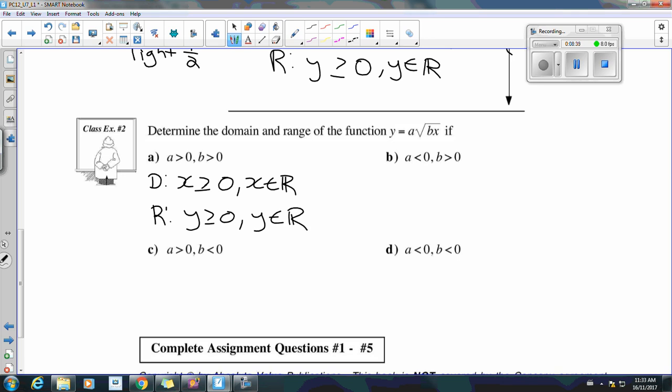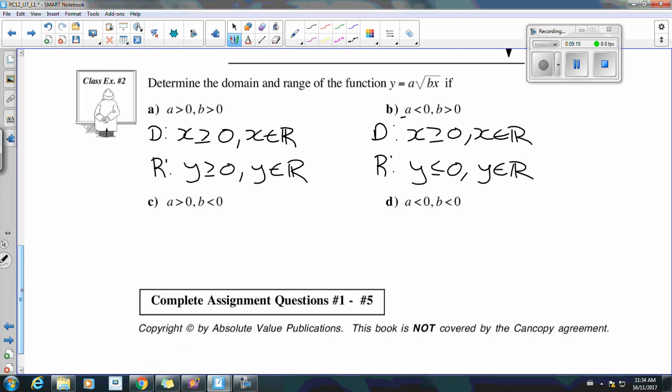Okay, well, what if a is negative and b is positive? Well, if a is negative, that means we multiply all of our y values by something negative, which means we reflect in the x-axis, which changes our range. So our domain stays the same. We haven't multiplied our x values by a negative number, maybe just a positive number, but that doesn't change it. That point will stay at 0, 0. But we will have a reflection in the x-axis, which means our range is now less than or equal to 0.